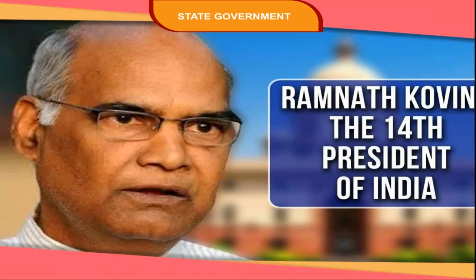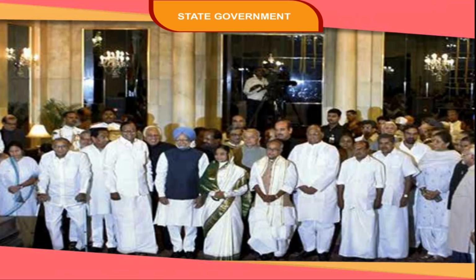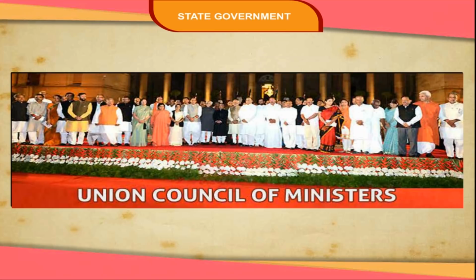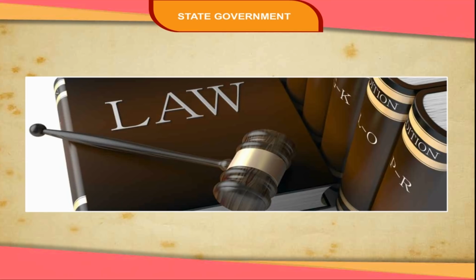The government at the state level functions almost similar to that of the central government. Just as we have the President, the Prime Minister, and the Council of Ministers working at the center, we have the Governor, the Chief Minister, and the Council of Ministers at the state level. As the Union Legislature, Parliament, enacts laws for the entire country, the state legislature enacts laws for its own state. It makes laws on the subjects mentioned in the state list and concurrent list.